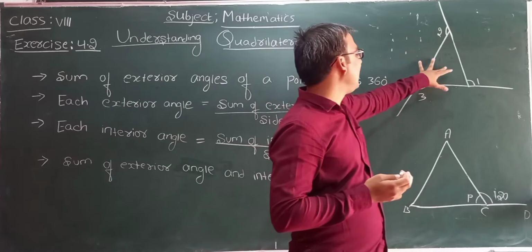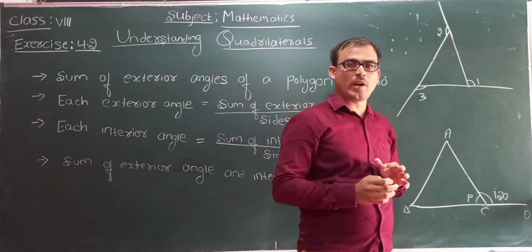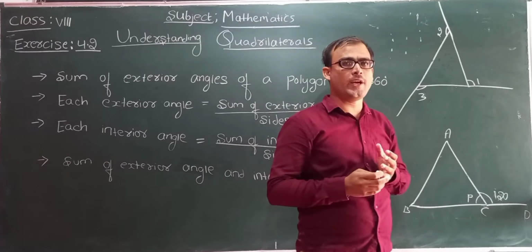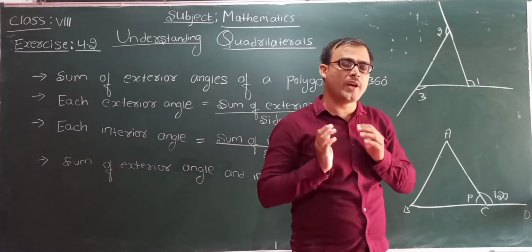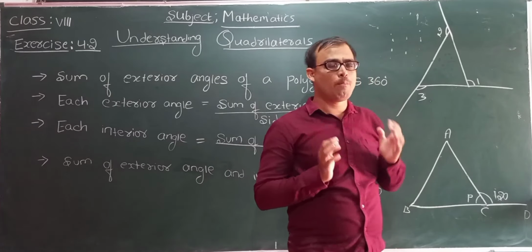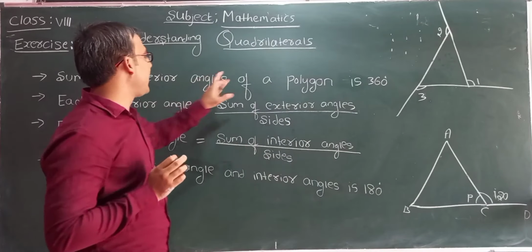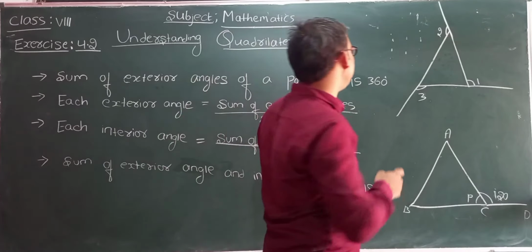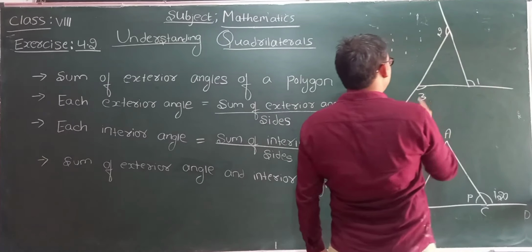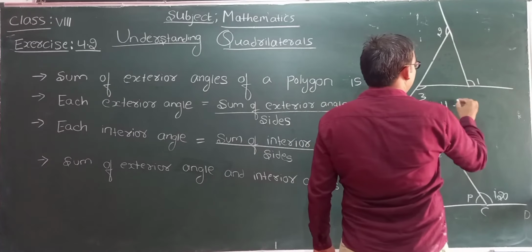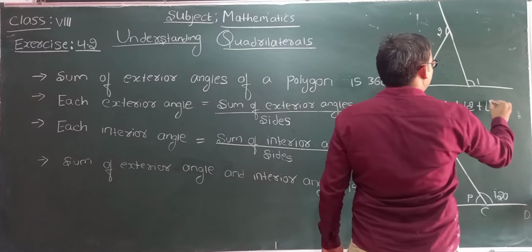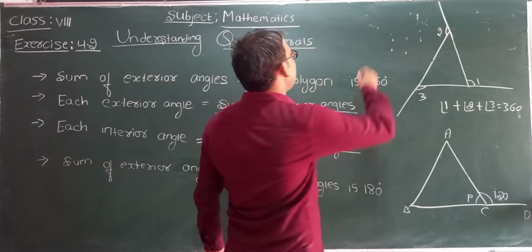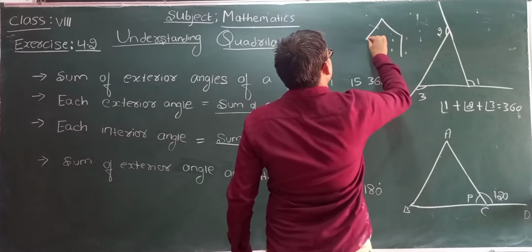Here I have taken only a triangle, but it could be a quadrilateral, pentagon, hexagon, septagon, or any polygon. The sum of the exterior angles of each and every polygon is 360 degrees. That is, angle 1 plus angle 2 plus angle 3 is equal to 360 degrees.